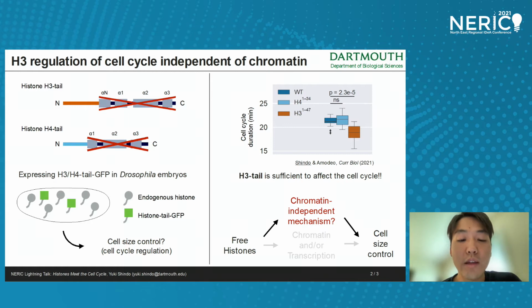So we made constitutively non-DNA bound histones that cannot be incorporated into chromatin. We then expressed these truncated histones in the early embryo and asked if there is any change in cell size phenotype. And in this study, we measured cell cycle durations as a readout because the longer the cell cycle becomes, the larger the cell size will end up. And what we found is that, as shown on the right, cell cycle durations were significantly shorter when we expressed H3 tail. And these data indicate that excess H3 tail that cannot bind the chromatin is actually sufficient to affect cell size independent of chromatin. But how can H3 tail that cannot bind the chromatin affect the cell cycle?